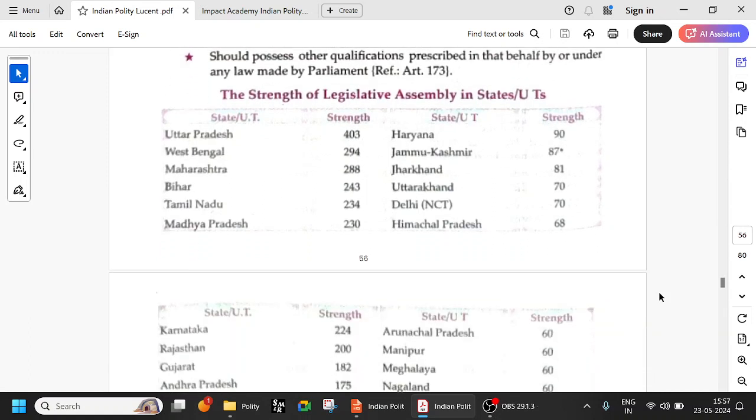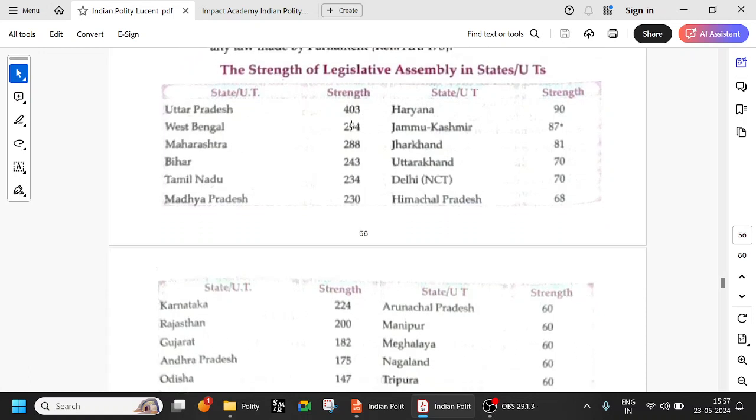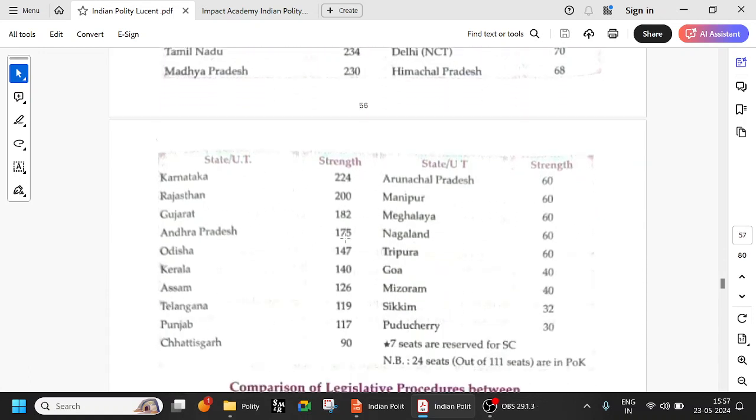So the strength of the legislative assembly of the states: usually UP will have the highest, 403. That is why those who win in Uttar Pradesh have a high chance of winning in the national elections also. That is why Uttar Pradesh is very important. It has the highest number of seats. In Andhra Pradesh, it is 175.